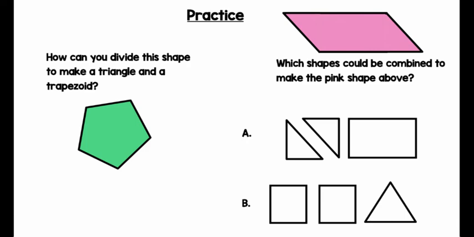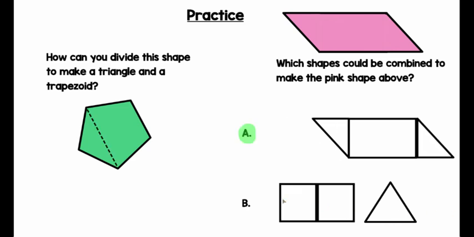All right, to wrap this video up, we're going to have a little bit of practice. The first question says, how can you divide this shape to make a triangle and a trapezoid? You might be able to sketch that down really quick and draw some lines to see if you can get a triangle and a trapezoid with one line. The next question says, which shapes could be combined to make this pink shape above, which is a parallelogram? So it's either A or B. Go ahead and pause your video, figure them out, and then play to get the answers.